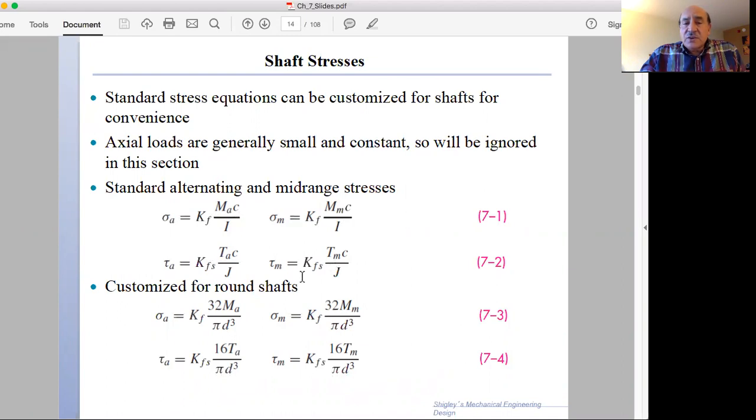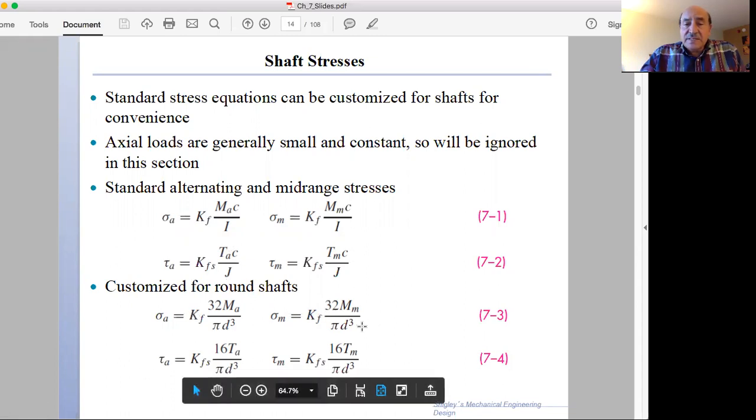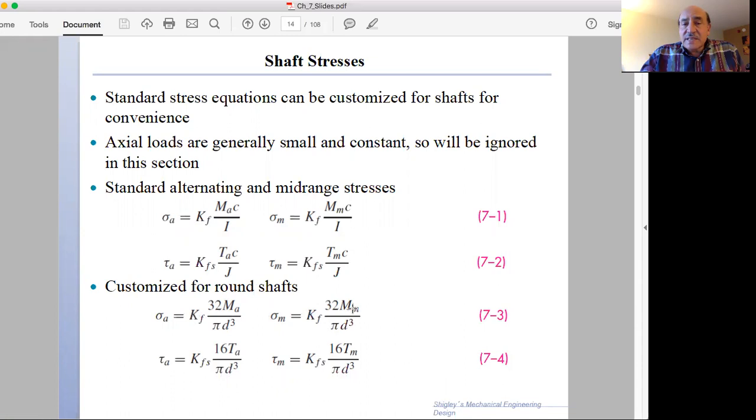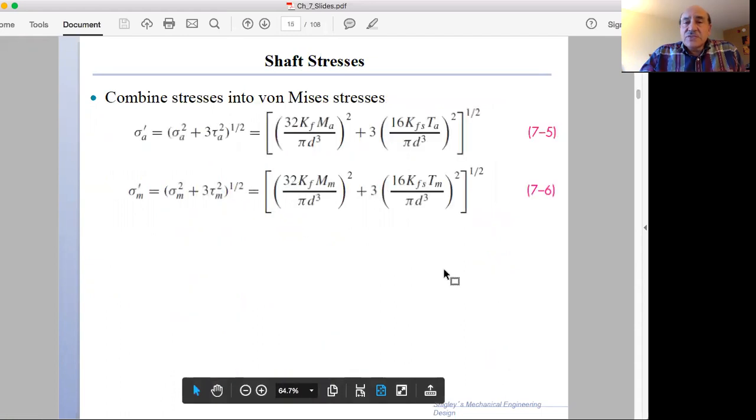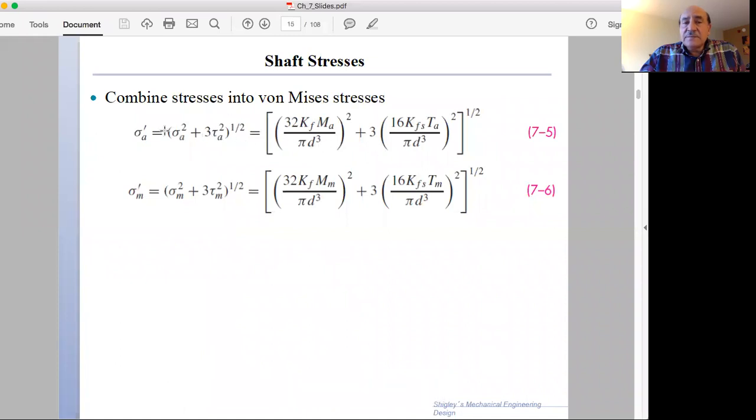So the moment has an alternating value and a mean value, and the torsion has an alternating value and a mean value. Particularly for round shafts, the polar moment of inertia J is pi d to the power 4 over 32, and the second moment of area I is half of that, so it'll be 64. When you put them in, you get these equations 7.3 and 7.4. However, when you look at the action of the moment, the mean value generally is 0 unless it is specified, and the alternating value of the torque is 0 unless it is specified. So it becomes a little bit simpler, and you can find the von Mises stress, which is sigma alternating squared plus 3 tau alternating squared, to the 1/2, and you can also find the mean stress applied to the shaft.